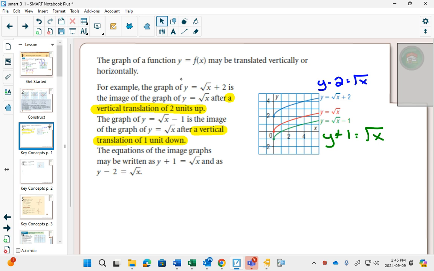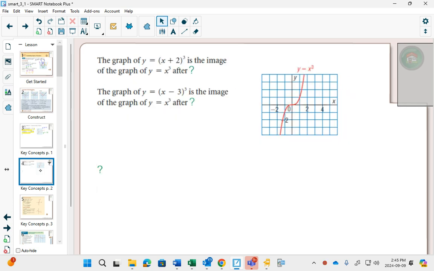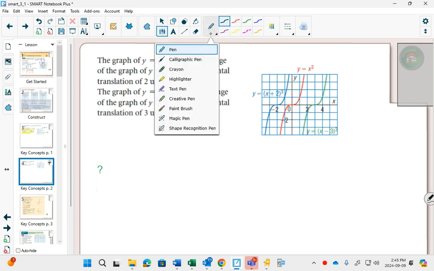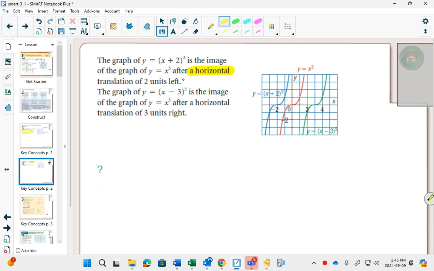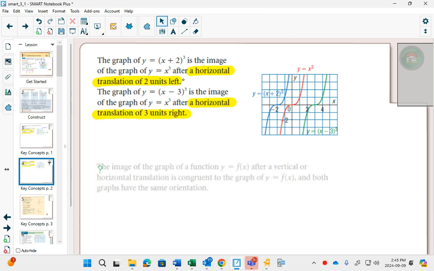So some people like to always have the opposite. I personally like having y by itself, having the number on the other side, and just remembering the x's are liars. Here's one with x's, right? Here's a plus 2, it's going to move 2 to the left. And here's a minus 3, it's going to move 3 to the right. And if we highlight the words again, horizontal translation, 2 units to the left, horizontal translation, 3 units to the right.